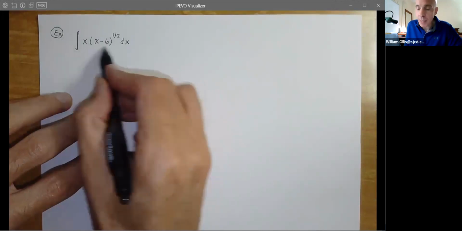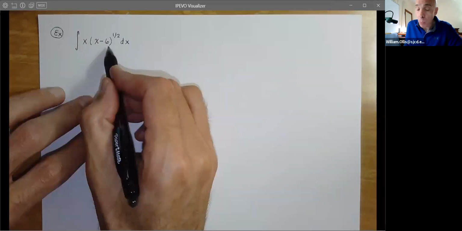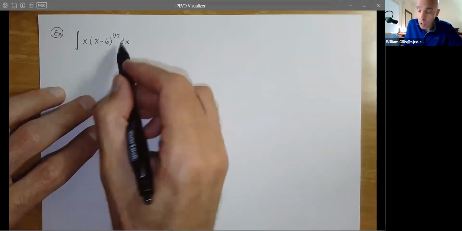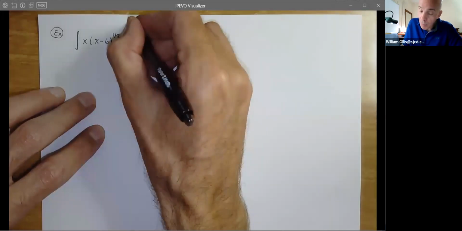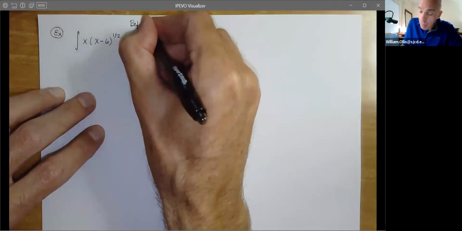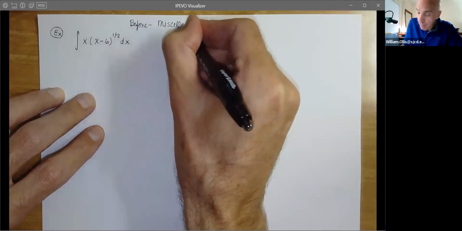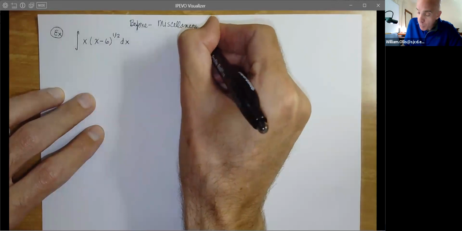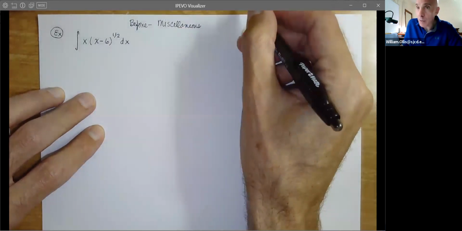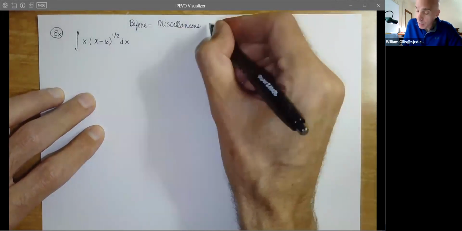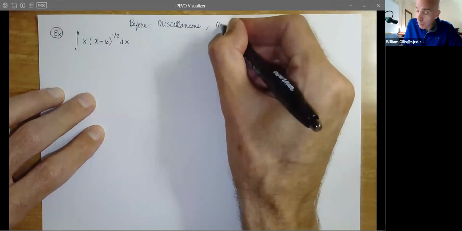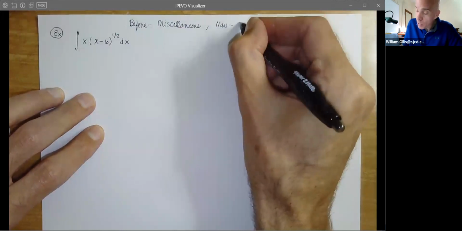Now we can look at this differently. We can look at this as an integration by parts formula. So I'll just say before we had miscellaneous substitution. And different techniques, remember the antiderivatives may look different, but they differ by a constant. Before, and so now, integration by parts.